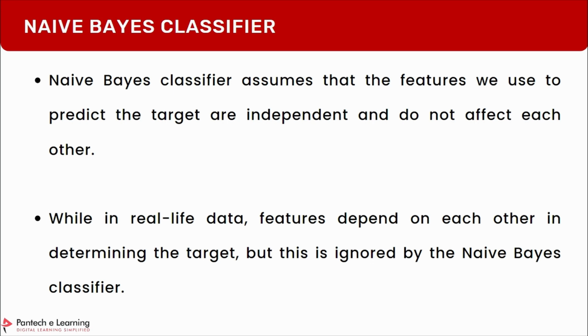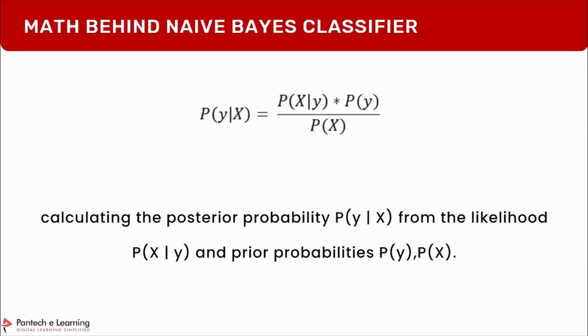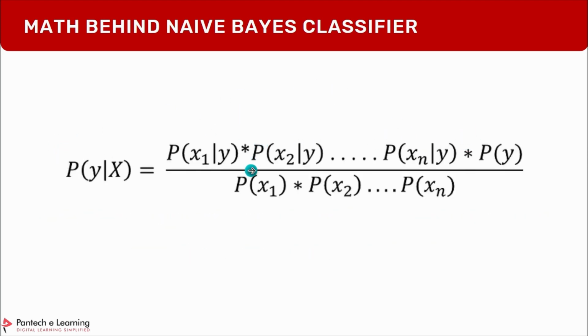Moving on to the next one, this is the formula, the math behind your naive Bayes classifier. The probability of your output is based on this formula: calculating the posterior probability from the likelihood, the prior probability of y, and the probability of x. If you calculate this value, that will be your output. This is for a single feature, but you will have multiple features, so it will be calculated individually. You can see your output with your y value.